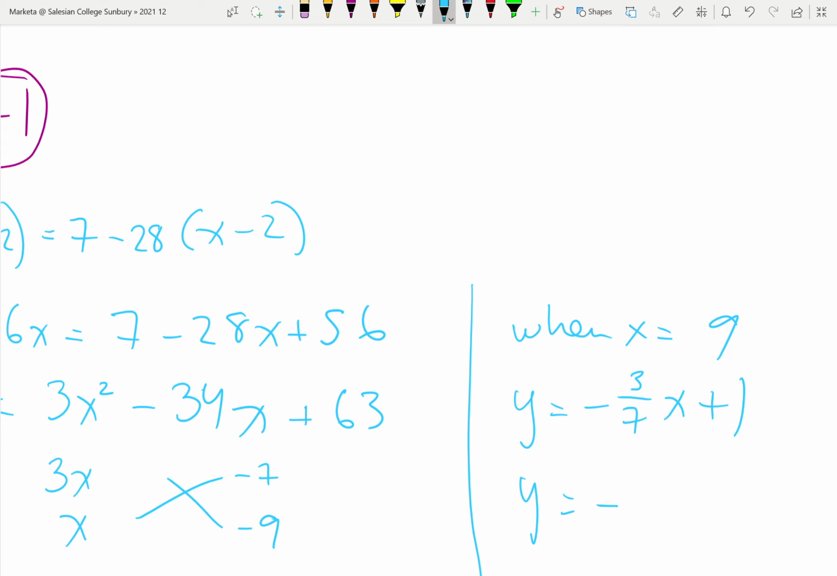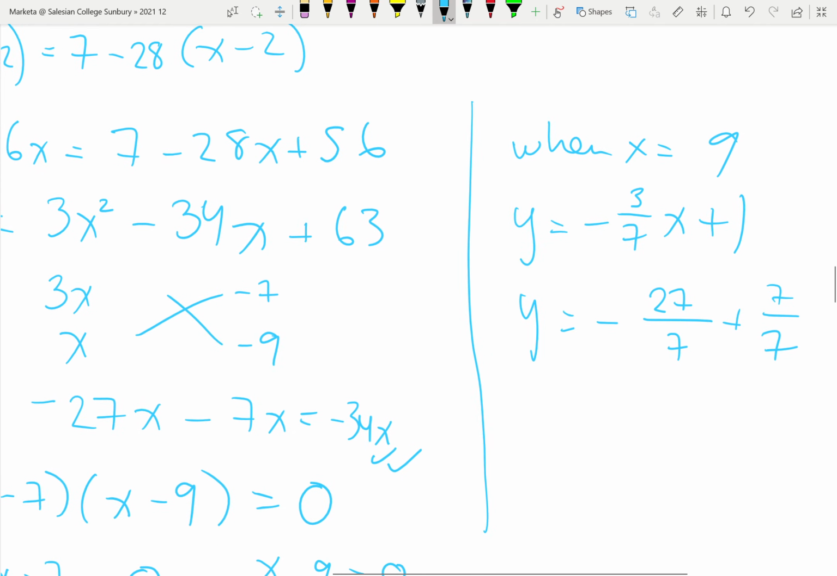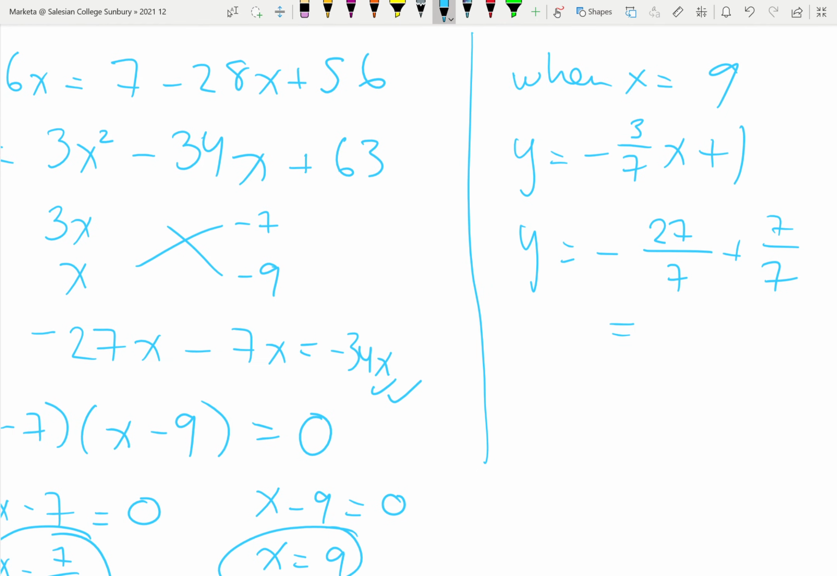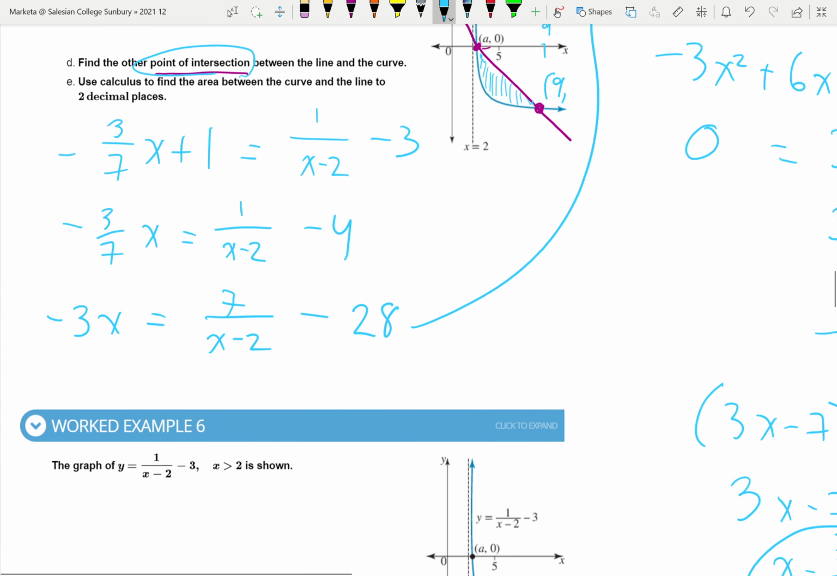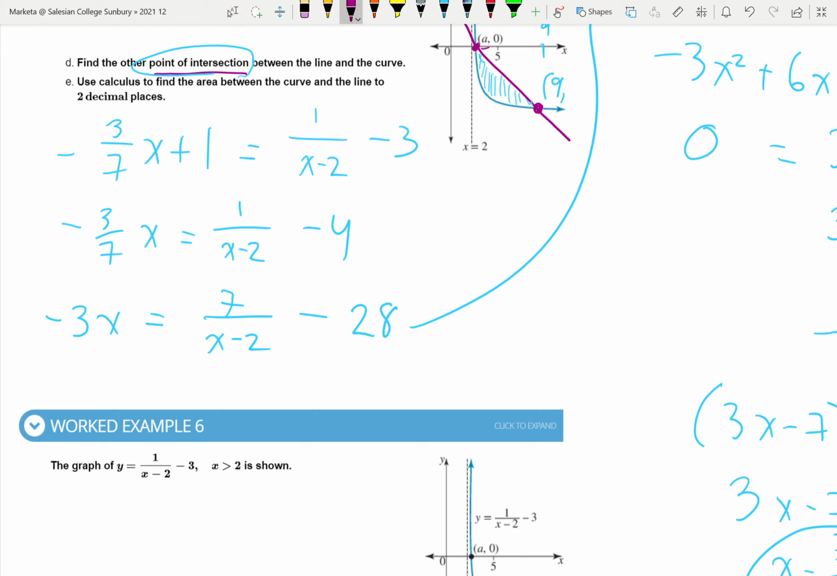So it's y equals negative 3 times 9 is 27 plus 1, which is 7 on 7. So that's what, negative 20 on 7. So our point of intersection will be 9, negative 20 on 7. So for the sake of that part of the question, we needed that negative 20 on 7. But to be clear, for finding the area between the curves, we do not need the y value. So it's, I guess, a little bit of a waste of time. So that negative 20 on 7 is here.